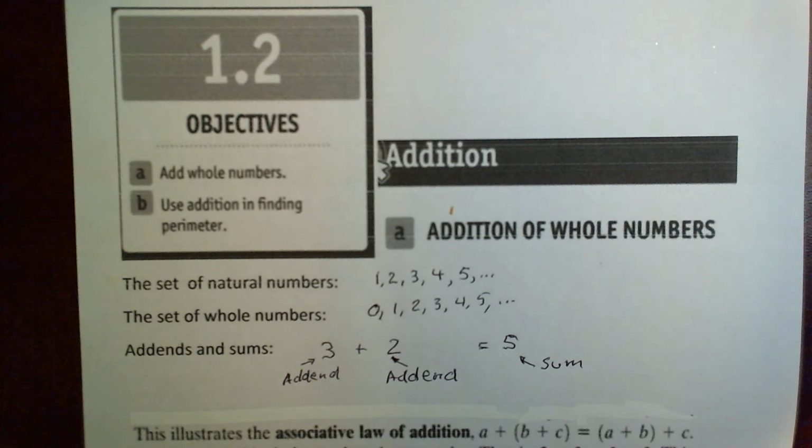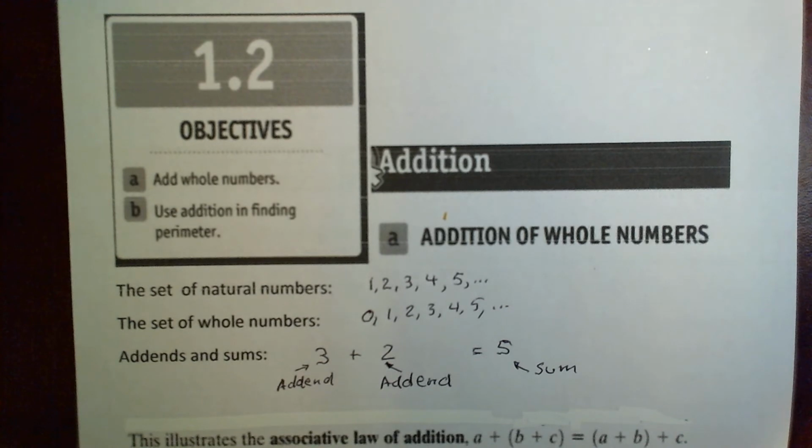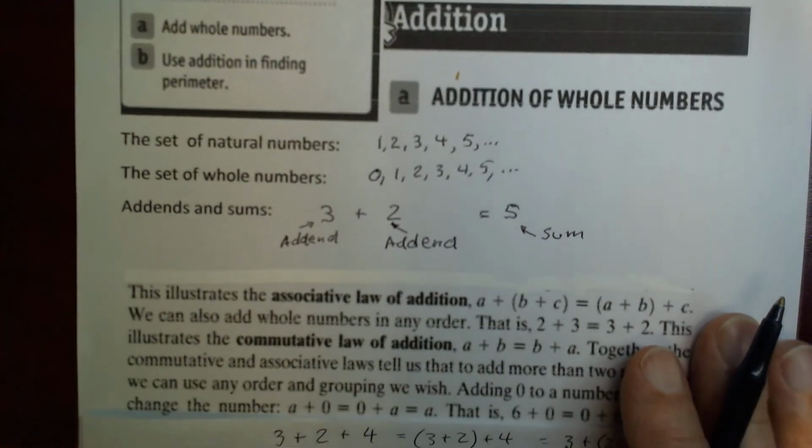Further, we can add numbers in any order. In other words, 2 plus 3 is the same as 3 plus 2, and this observation illustrates the commutative law of addition. In general, A plus B is the same as B plus A. Together, the commutative and associative laws tell us that to add more than 2 numbers, we can use any order and grouping as we wish.